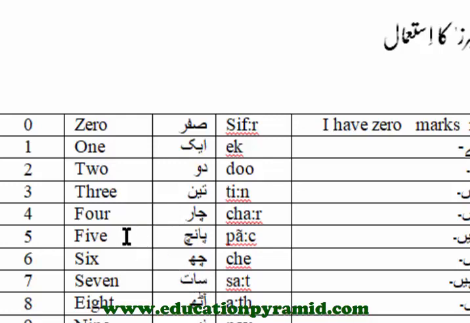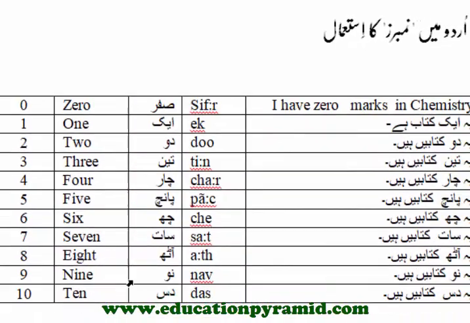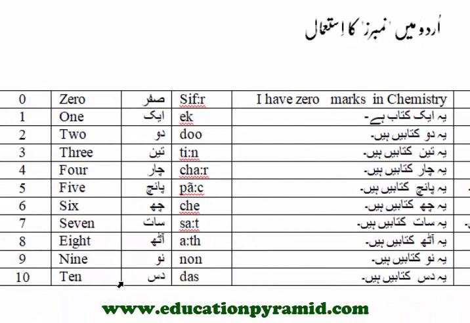5, पाँच, 6, छः, 7, सात, 8, आठ, 9. We'll not say no, we'll say nau, ending with noon. And then 10, das. So sifar, ek, do, teen, char, पाँच, छः, सात, आठ, 9 and 10.